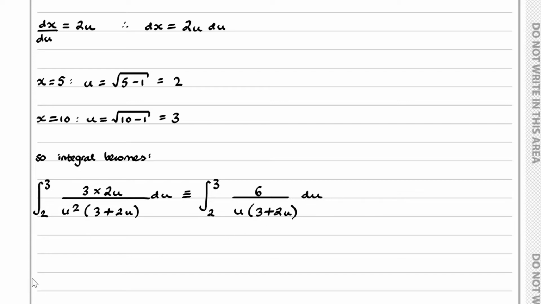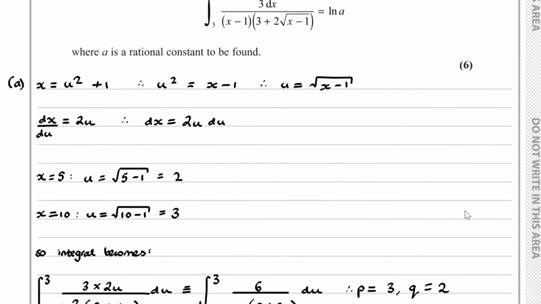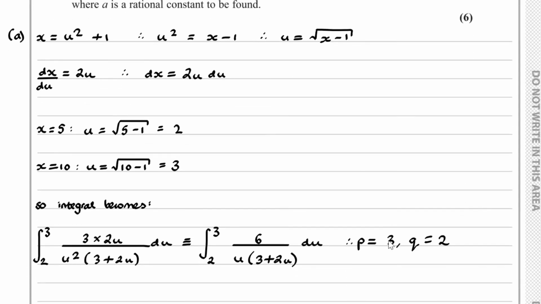And that's exactly what we wanted to show. P, that's equal to 3, Q, that's equal to 2. Okay? Sorry, got this the wrong way around. P is equal to 2, Q, that's equal to 3.